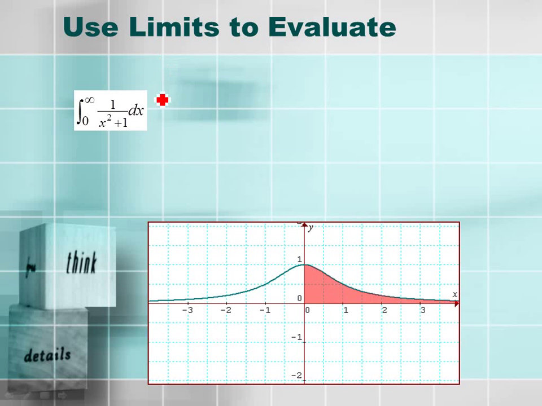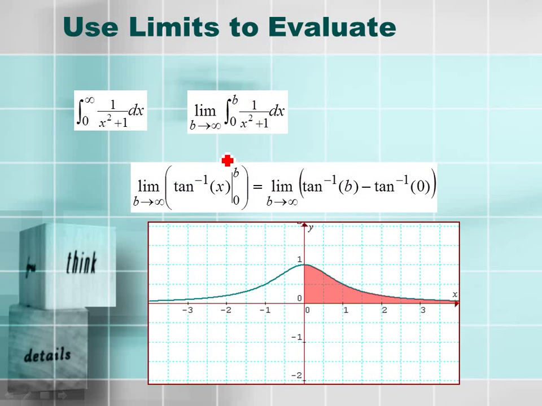Well, again, I have this issue of infinity. So I'm going to rewrite it as the limit as b goes to infinity of the integral going from 0 to b of 1 over x squared plus 1. Hopefully you recognize the antiderivative of 1 over x squared plus 1 is tangent inverse of x. So now I've got the limit as b goes to infinity of tangent inverse going from 0 to b, which gives me the limit as b goes to infinity of tangent inverse of b minus tangent inverse of 0.